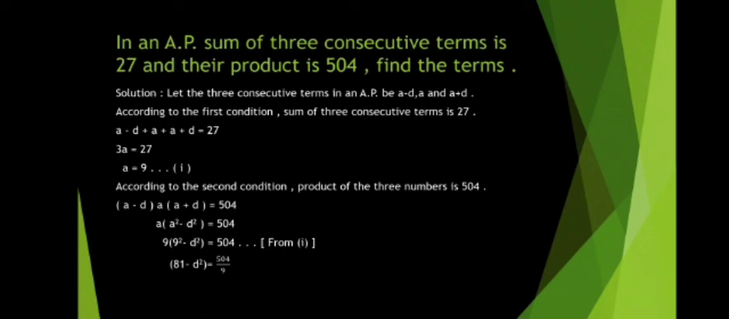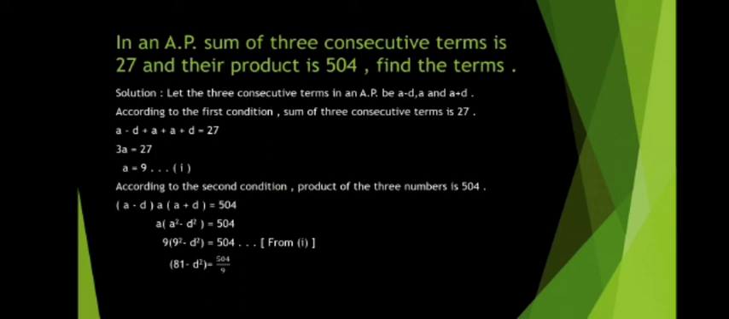Now what is the second condition? The second condition is that the product of the 3 terms is 504. Product means to multiply. So we'll multiply all 3 terms. What are the 3 terms? A minus d multiplied by a multiplied by a plus d is equal to 504. Okay, we know the formula a square minus b square is equal to a minus b into a plus b, or we can say a plus b into a minus b. The same formula will apply here.